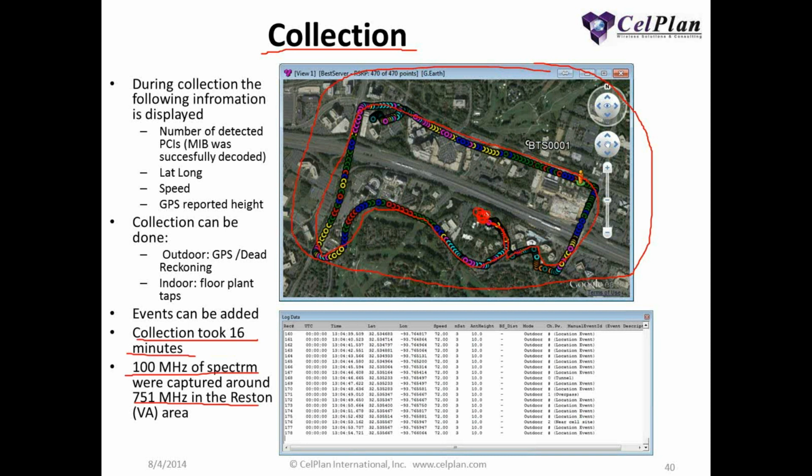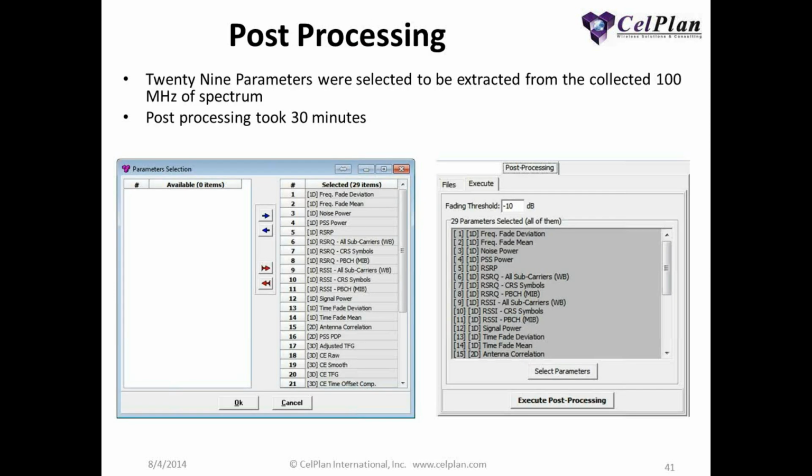Basically, during the drive test, the equipment shows the number of PCIs that were successfully decoded. So it tells us how many cells we are able to see at every single point. And also it gives us a log with all the measurements, speed, and so on. So you can even hire a taxi to follow a certain route, and you know what speed they were going, and all the information about the collection.